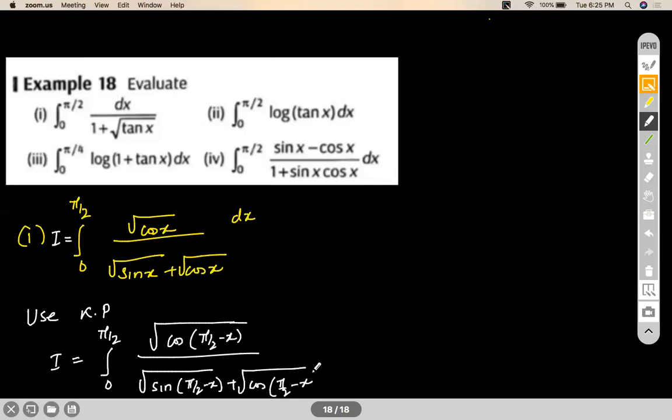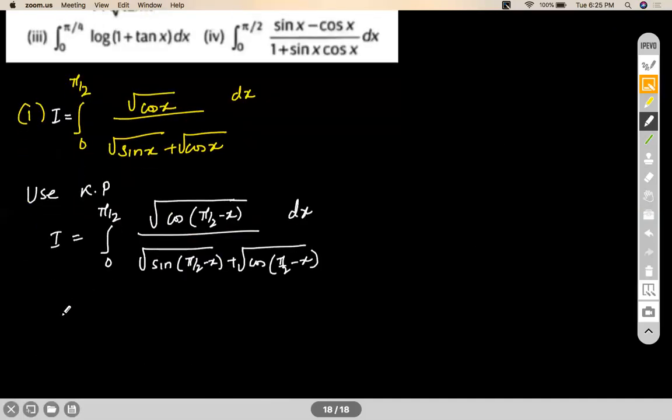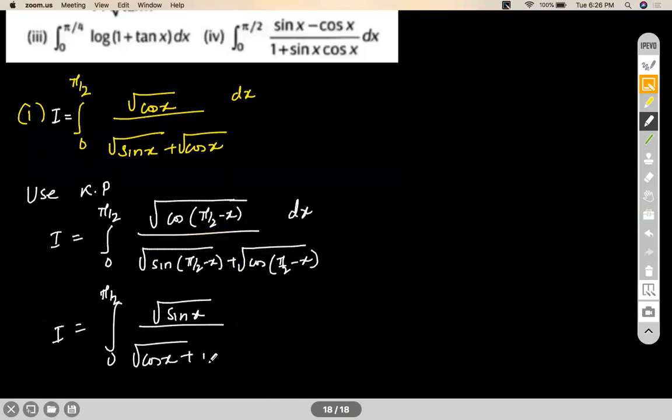So I've seen people making that mistake also. They change the x of dx also with pi by 2 minus x. Okay, so when you do that, your I becomes integration 0 to pi by 2 of under root sine x by under root cos x plus under root sine x again. Now add these two. Let's say 1 and 2, add these two.